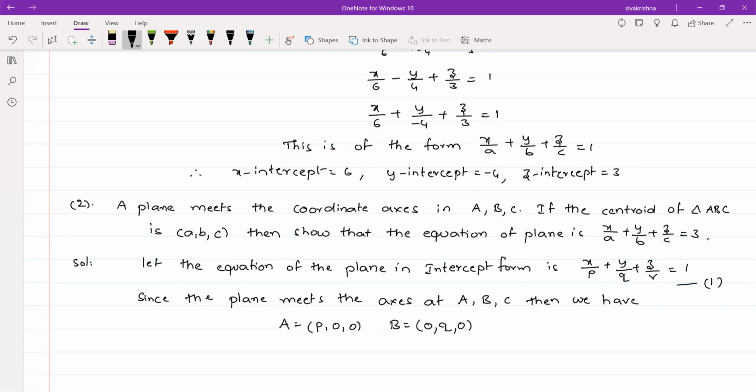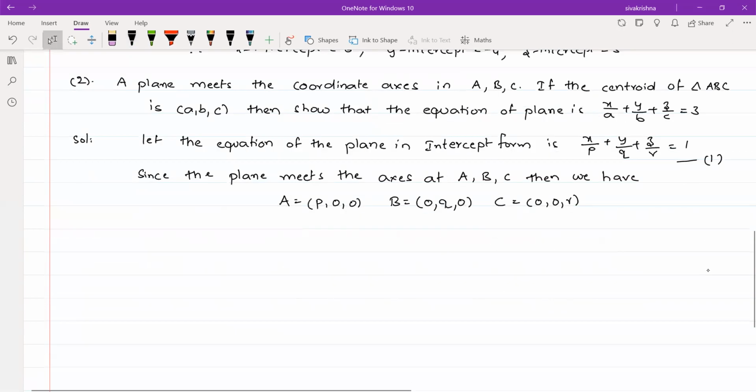Okay, I am writing q instead of B in our definition. Similarly, coming to the C, I am writing 0 comma 0 comma small r. So these are the points we get whenever our plane meets the coordinate axes at capital A, capital B, capital C. Now, whenever we are having 3 points, we can find the centroid of triangle ABC.